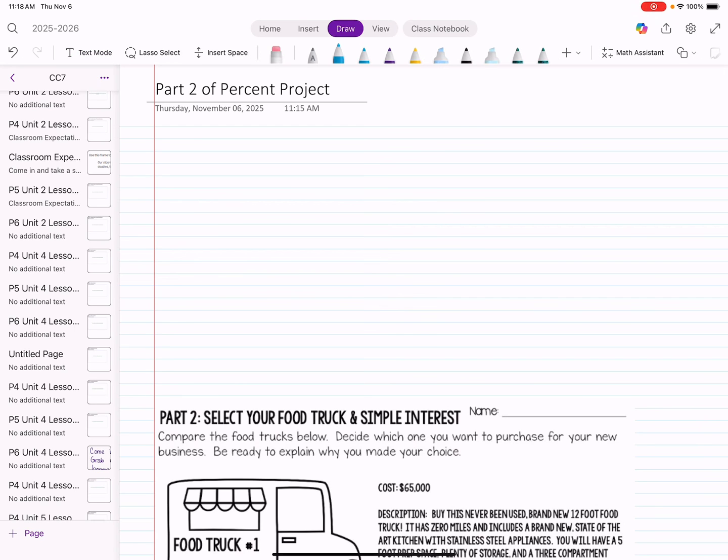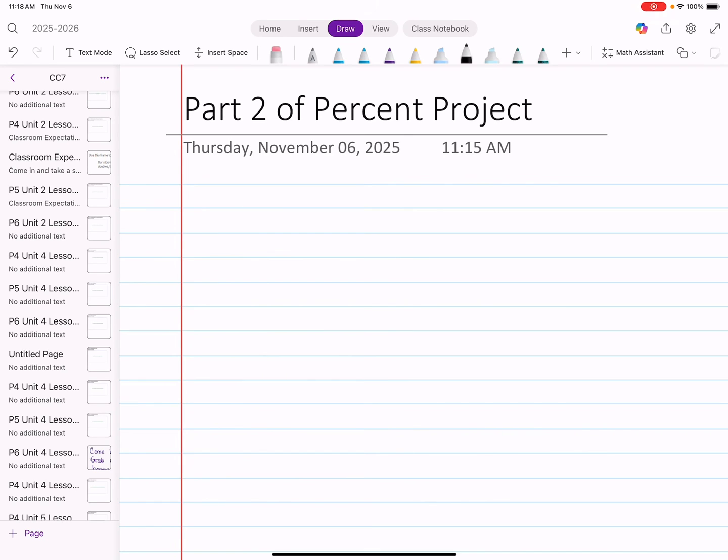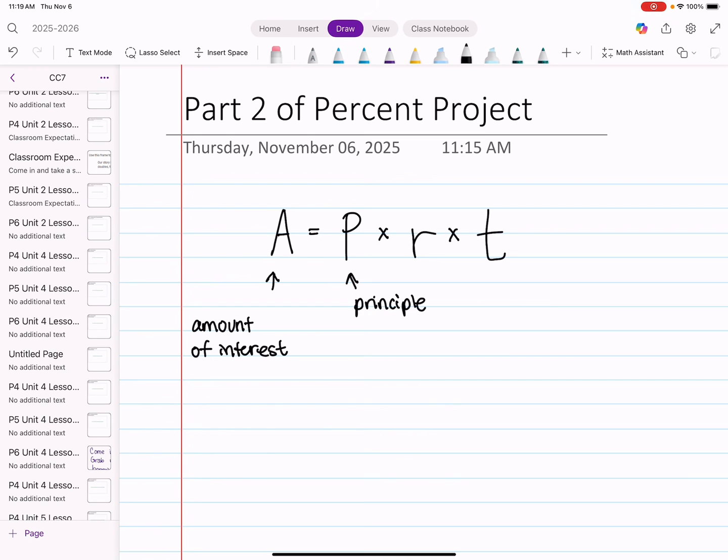So first of all, we're going to look at the simple interest formula. The simple interest formula is A equals P times R times T. Here A stands for the amount of interest. P stands for principal, which is the amount you borrow or the amount of money that you start with.